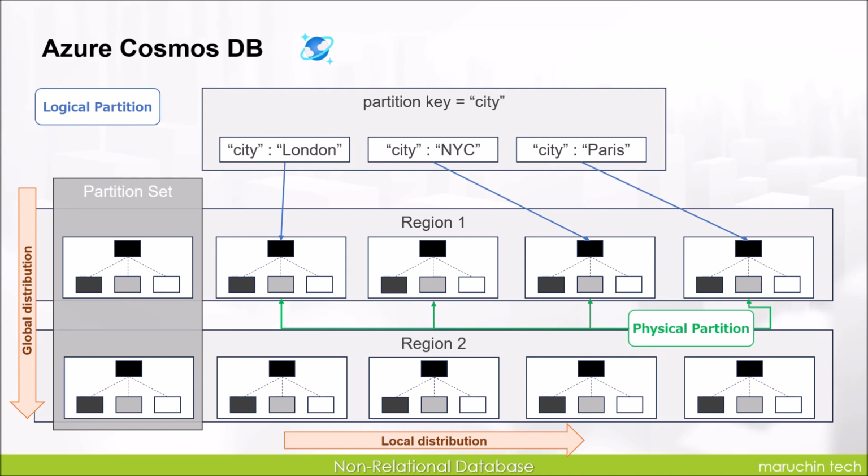The physical partitions are replicated within the same region to improve the redundancy. They are also replicated across multiple regions to further enhance the redundancy. And this design ensures that operations are not affected in the event of regional failure.